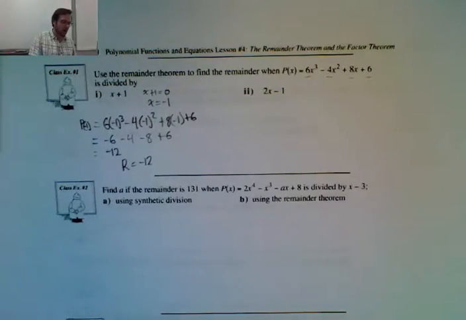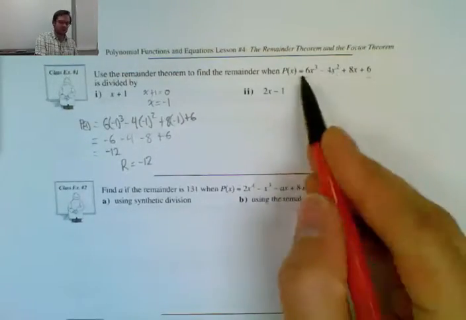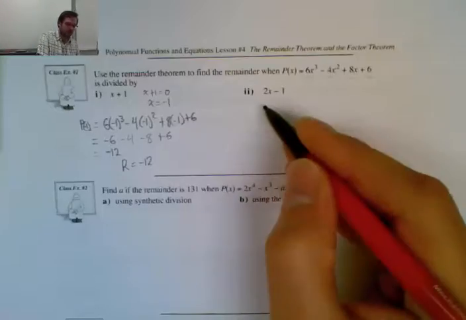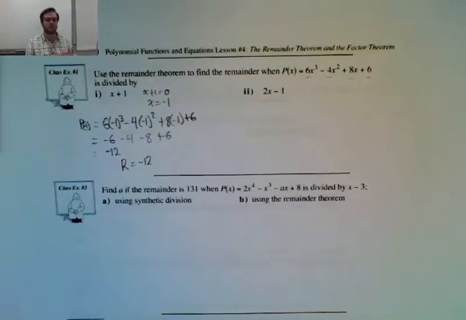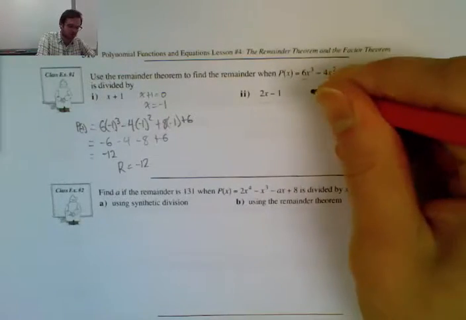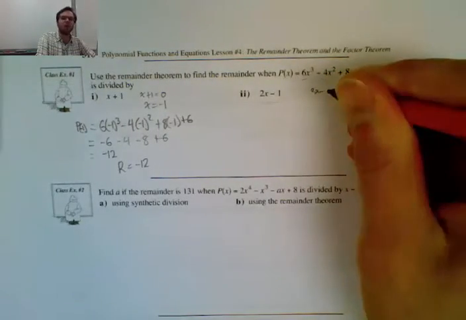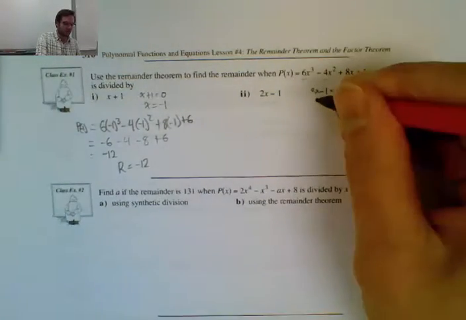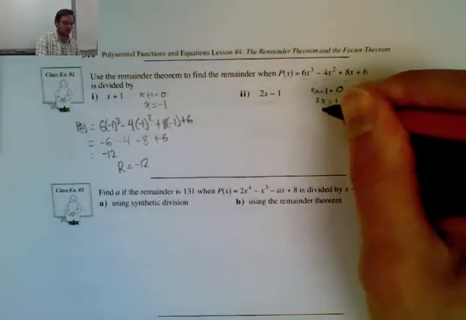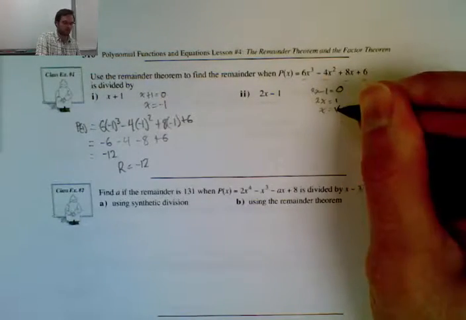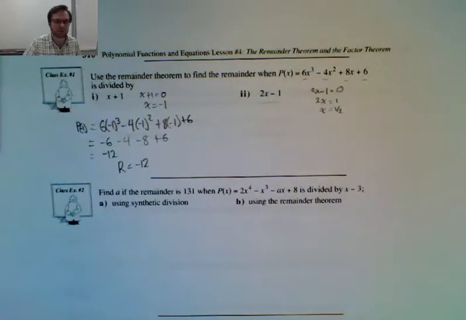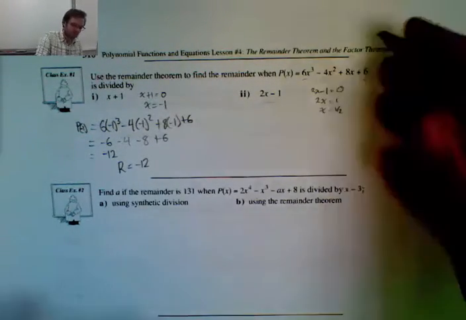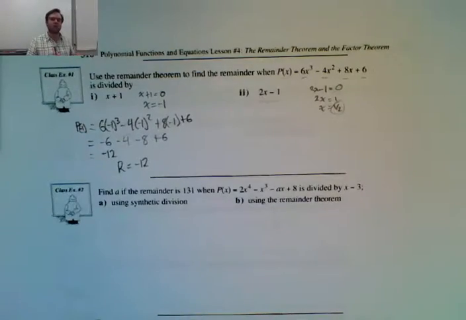So now let's try our second one. We're dividing this polynomial function by 2x minus 1. So that's my binomial. So we're still going to solve. We're going to say 2x minus 1, and we're going to make that equal to 0 and solve for x. So I'm going to get 2x is equal to 1. x is equal to 1 over 2. Alright? Now, we're going to plug this in for my function.